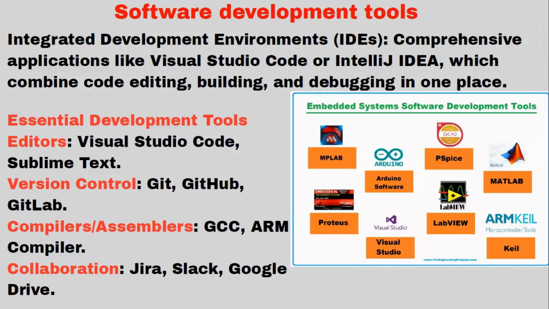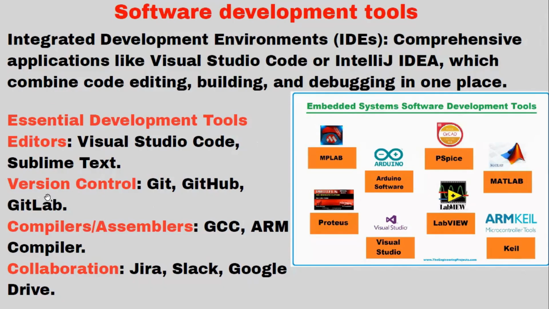A few of the essential tools you can see on the right hand side in the picture: MATLAB, Proteus, Arduino, which is very common nowadays, Visual Studio, LabVIEW, eSpice, and Keil software. Keil is an old tool for programming your 8051 and 52s. So we used to have older tools. Anyhow, the essential development tools are, first, the editor, such as Visual Studio Code and Sublime Text.